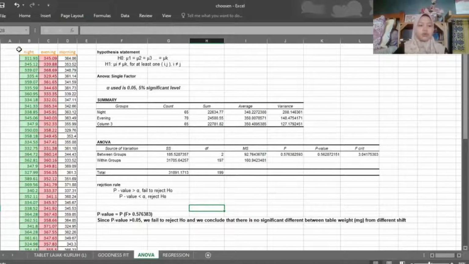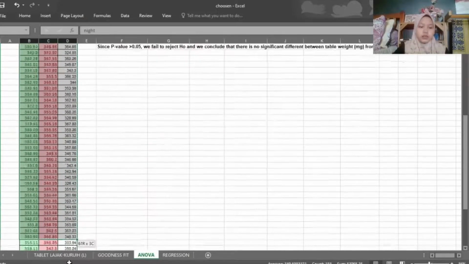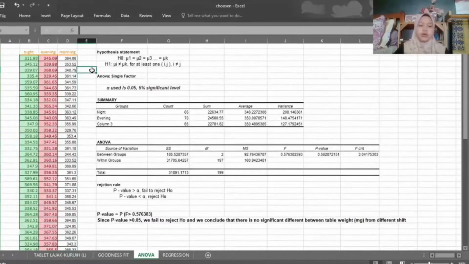First, we have to tabulate the data based on their shift. Second, we have to create a hypothesis statement, which is H0 and H1. H0 represents there is no significant difference between the tablet weight from different shifts. H1 represents there is a significant difference between the tablet weight from the different shifts.